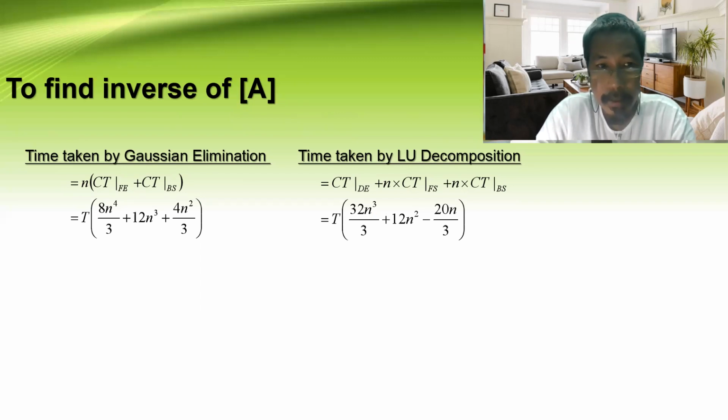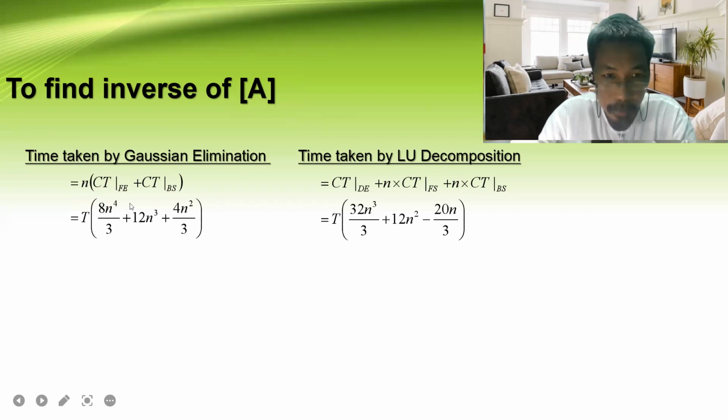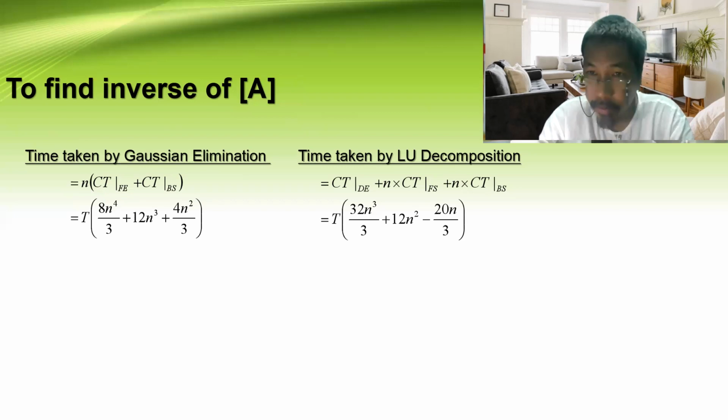But to find the inverse of A, let us do the inverse thing, because we may need this operation for other purposes. So time taken by Gaussian elimination, we have this formula, and that is equal to this. So n times this, just distribute the n, so we have increased degree for n here, as compared to the previous one.